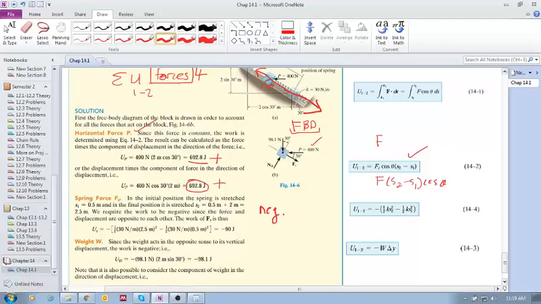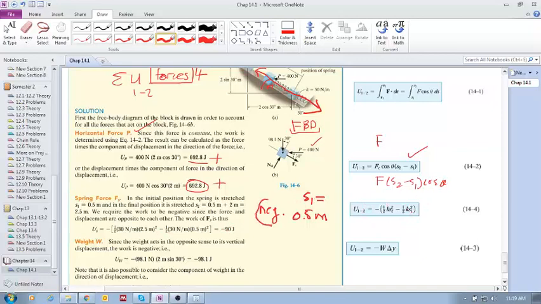So the spring was initially stretched half a meter. That was S1 equals half a meter. So that's why you have S1 here, 0.5 meters. And it was stretched 2 meters, so its final position is 2.5. Okay? So it started off by being stretched 0.5. You stretched it a further 2 meters, and that's why you get 2.5 here. So S2 is 2.5, S1 is 0.5, and you carry it out and you get minus 90.